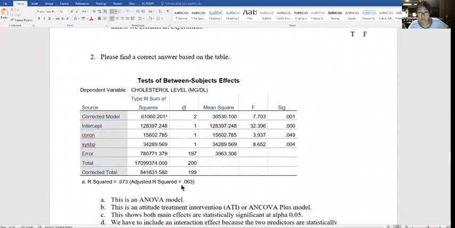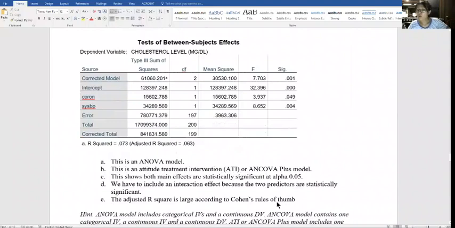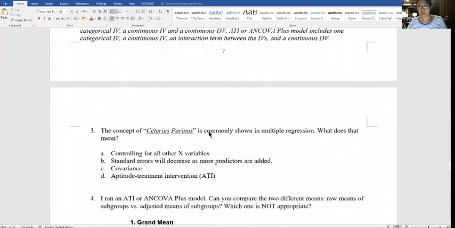Here. Okay. Do you remember Cohen's rules of thumb? Small r, medium r, large r. You can find that in the slide. So since it is multiple regression, you're going to use this adjusted R square instead of this, right? Ceteris paribus, what is this? Controlling for. When you have multiple regression, you want to see the partial effect of the variable controlling for all others.